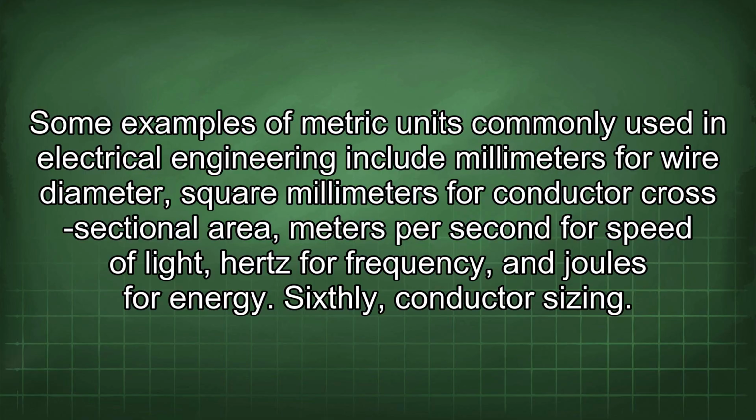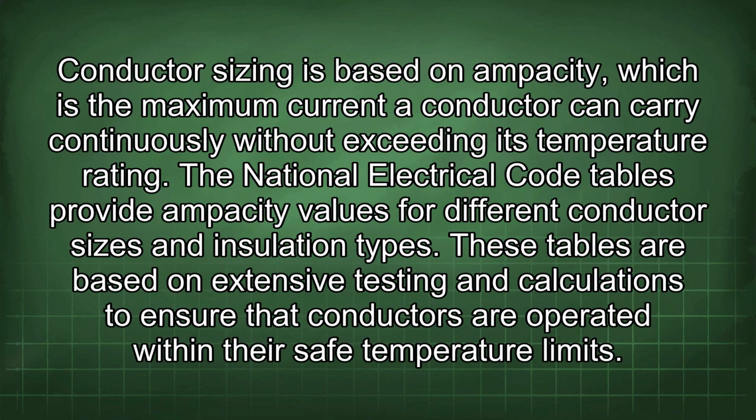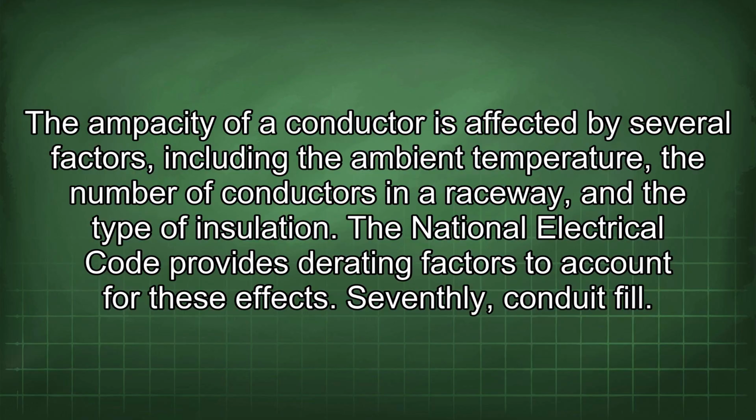Sixthly, conductor sizing. Conductor sizing is based on ampacity, which is the maximum current a conductor can carry continuously without exceeding its temperature rating. The National Electrical Code tables provide ampacity values for different conductor sizes and insulation types. These tables are based on extensive testing and calculations to ensure that conductors are operated within their safe temperature limits. The ampacity of a conductor is affected by several factors, including the ambient temperature, the number of conductors in a raceway, and the type of insulation. The National Electrical Code provides derating factors to account for these effects.